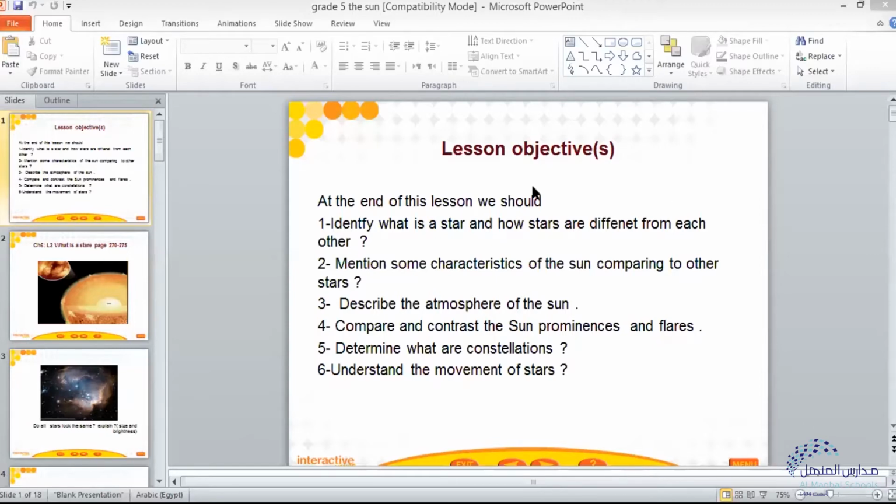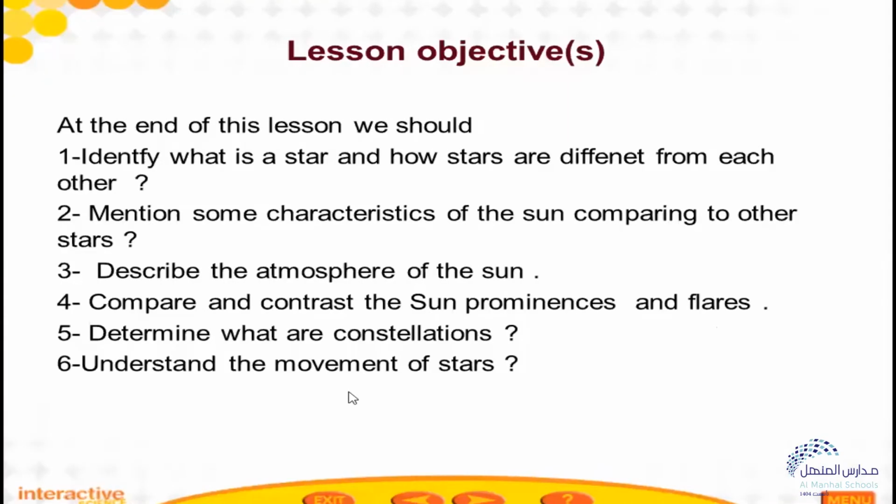Number 1, we should know what we are going to learn through this lesson. At the end of this lesson, we should, number 1, identify what is a star and how stars are different from each other. Number 2, mention some characteristics of the sun and differentiate between the sun and other stars. 3, describe the atmosphere of the sun.